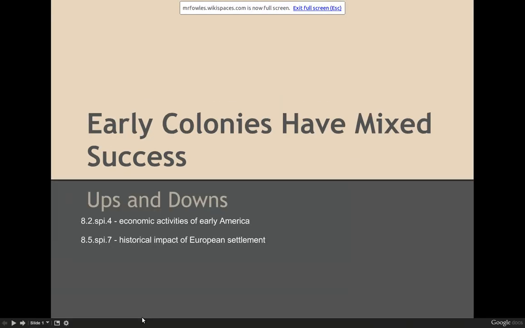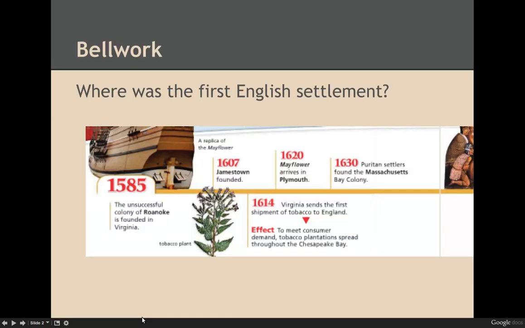Fowles, and we're going to be talking about early colonies. Now, these are specifically early English colonies. Before the time we're talking about, Spain and France had already set up some colonies, but we are focusing here on English colonies, and we'll talk about why.